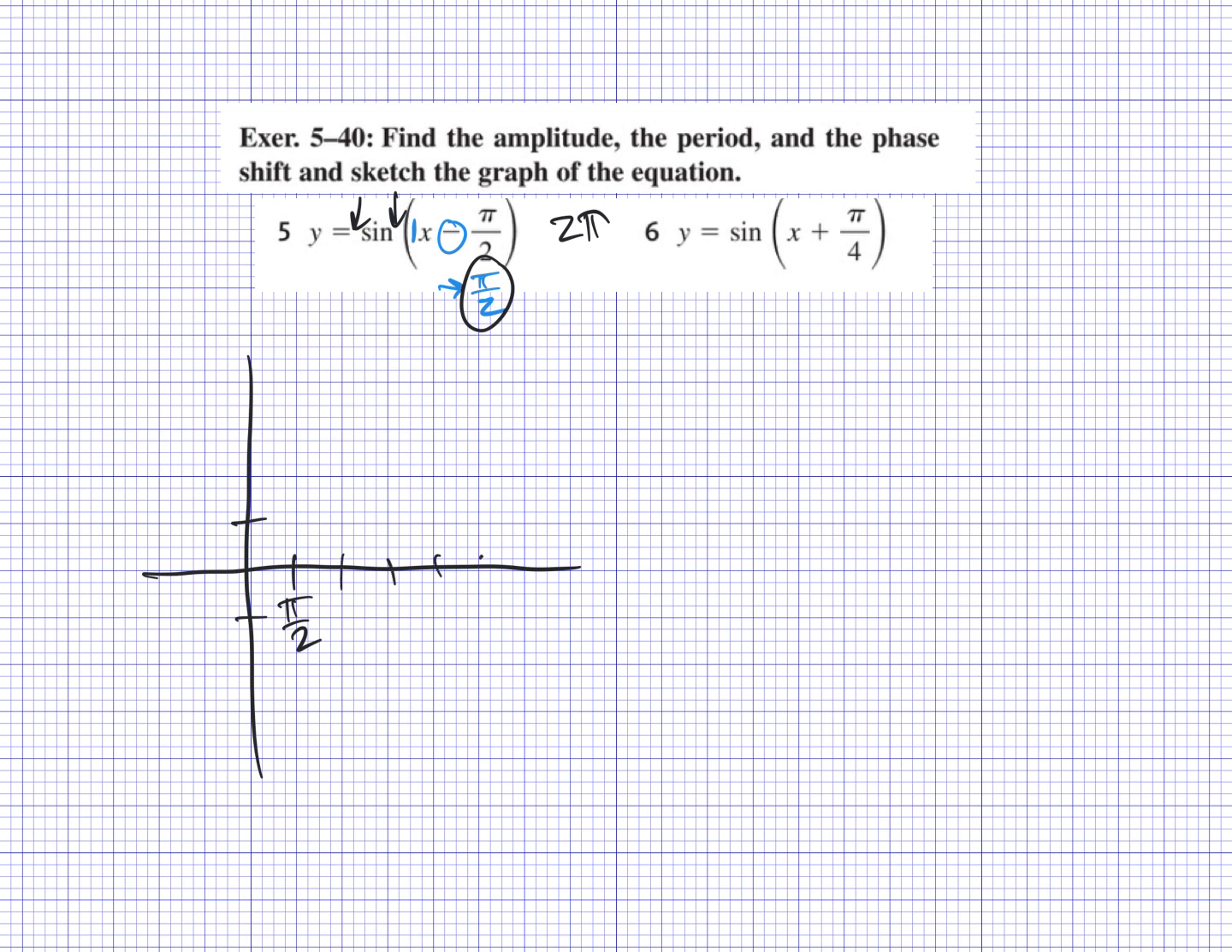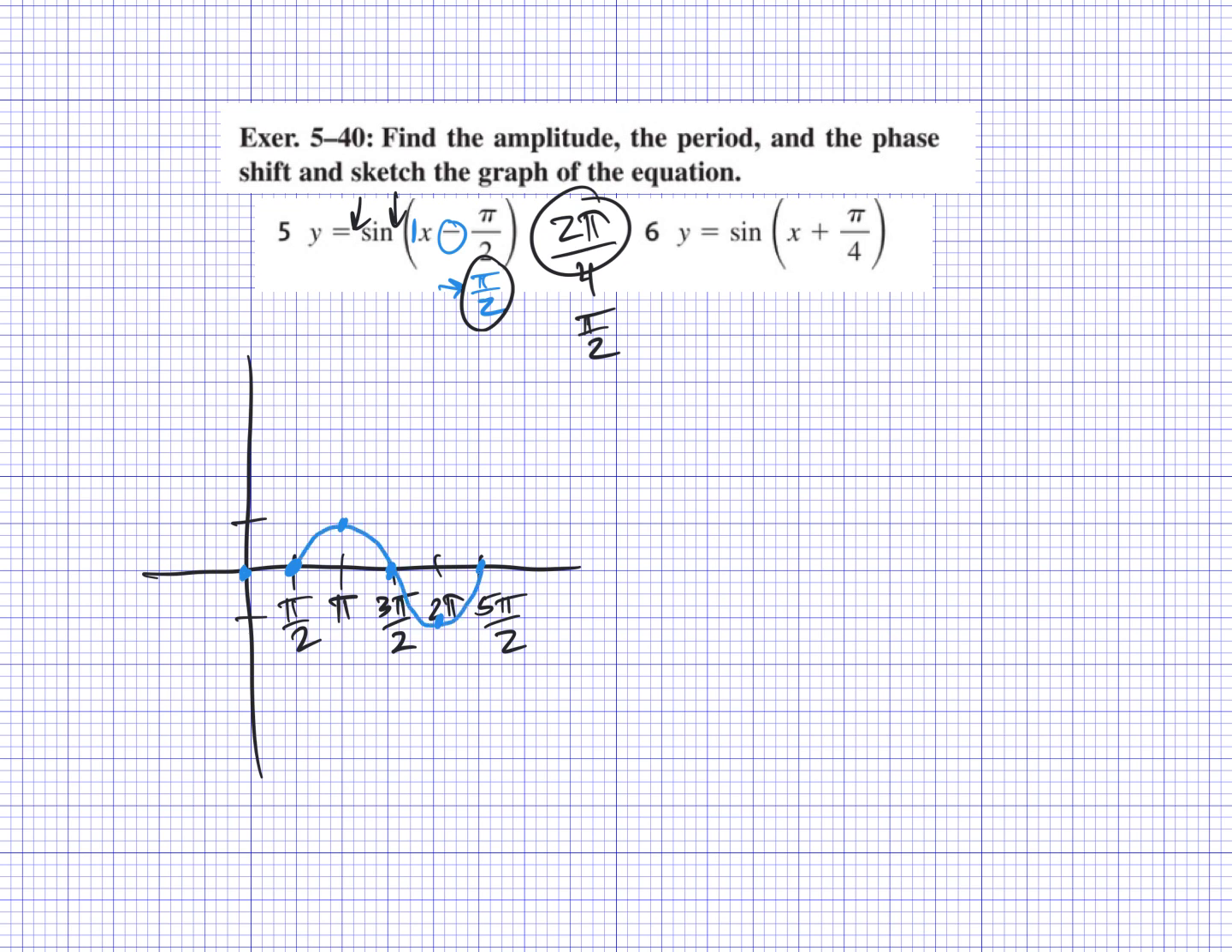So that's our starting point, and then count 4 more. 1, 2, 3, 4. So now how do we figure out all those? Divide your period by 4. So each of these go by pi over 2. So pi over 2 plus pi over 2 is pi. Plus another pi over 2 is 3 pi over 2. Plus another pi over 2 is 2 pi, which is 4 pi over 2. Plus another pi over 2 is 5 pi over 2. That's the end point. And now we just graph sine. So sine starts at pi over 2, up through at the bottom and back there.